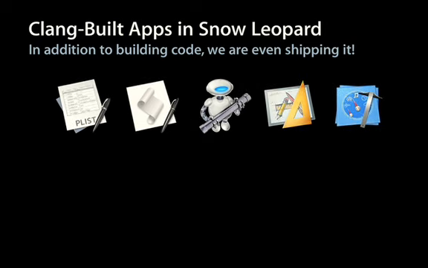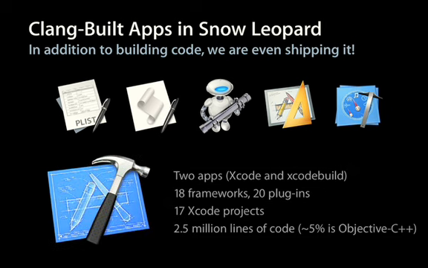Beyond that, of course, we told you yesterday that Clang is being used to build applications in Snow Leopard. So not only are we doing tests and seeing if they build, we're actually building applications, mastering them on the DVD, and shipping them to you. So when you run Automator or Interface Builder or Dashcode or Property List Editor, you're actually running Clang-compiled code, right? We're serious about this. And beyond that, we're actually building Xcode.